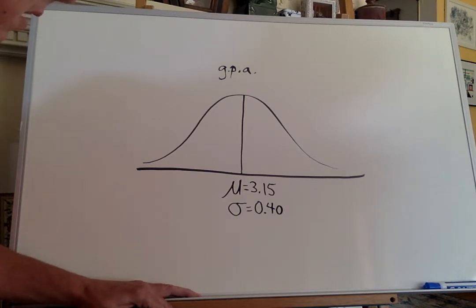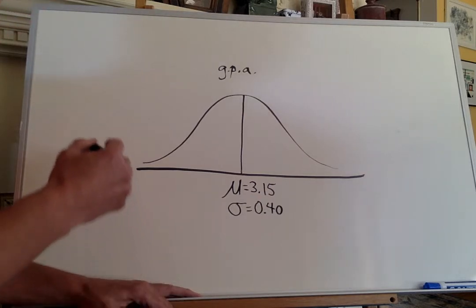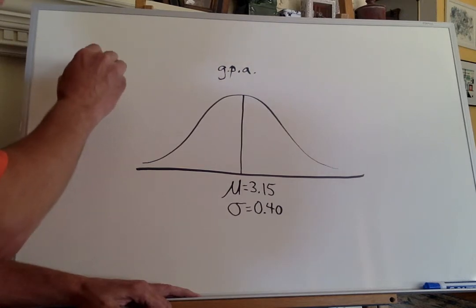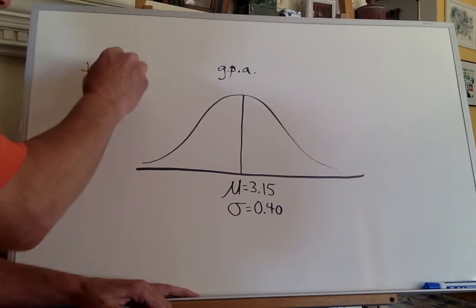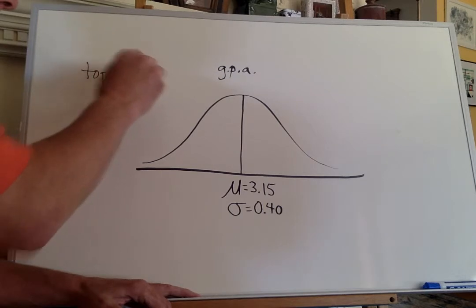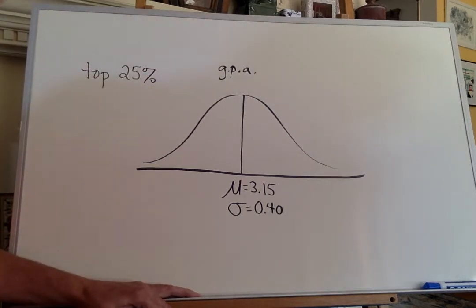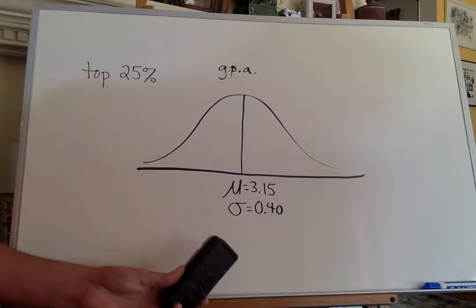And I want to give that $1,000 scholarship to anybody that's in the top quarter of the class, top 25%. Okay? The question then is, what GPA do you have to get this extra $1,000? Okay? So that's the information.